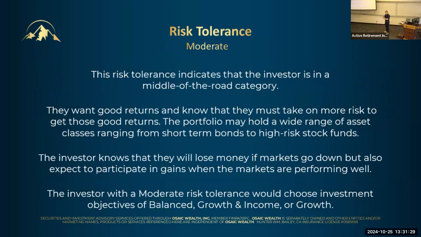This is where most people end up landing, right in line with balanced. This risk tolerance indicates that the investor is in the middle of the road category. They want good returns, and they know that they have to take on more risk to get those returns. And the portfolio may hold a wide range of asset classes, from short-term bonds to high-risk stock funds. So again, this is that kind of person who's looking for a little bit of everything. They're willing to sprinkle in all different types of stuff in their portfolio so they can feel the whole market and they can really get those diversified returns. And they want to take a decent amount of risk so that they can feel upside.